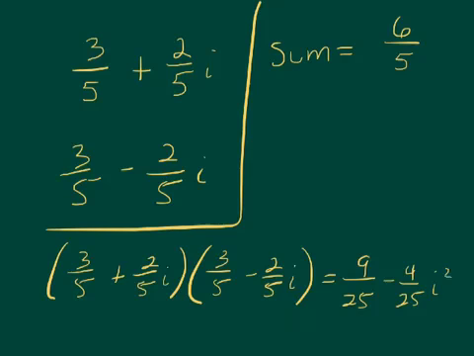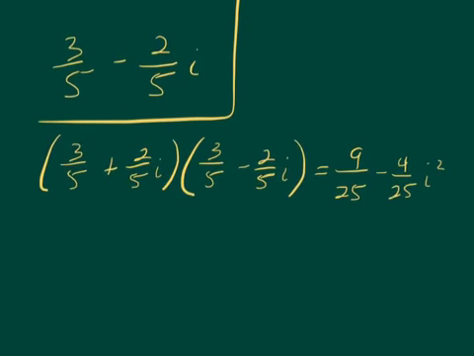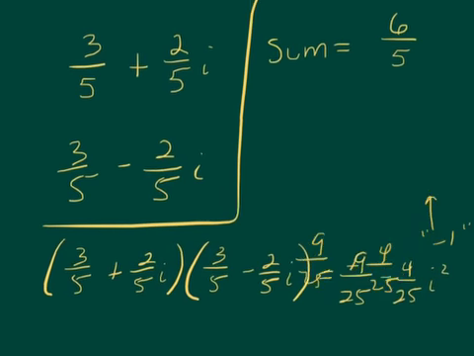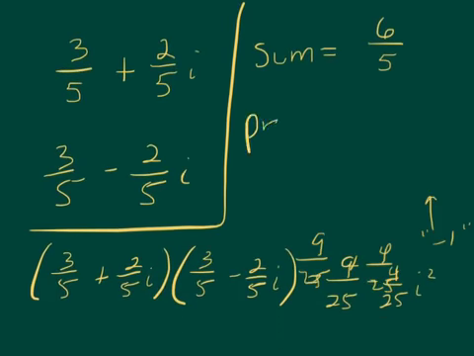And what's I squared, Kate? Negative 1. So this becomes 9/25 plus 4/25, right? Because again, replace this with a -1. That's a key to remember there. And 9 and 4 gives us 13, right? So the product is 13/25. Well, this makes this useful because now we can plug those into the equation that we started with. So let's go ahead and do that. Plug them in for B and C, please.